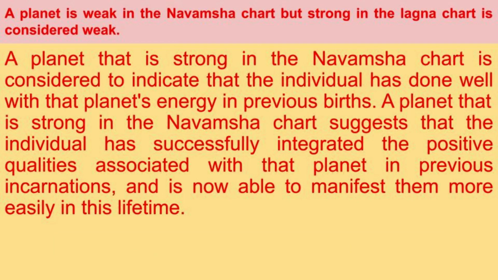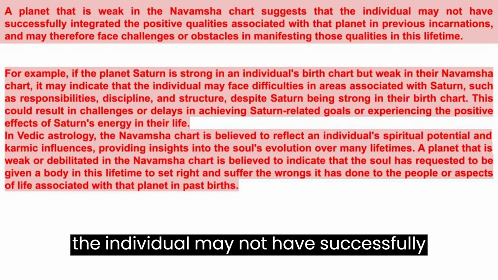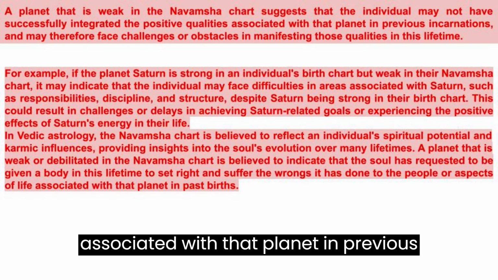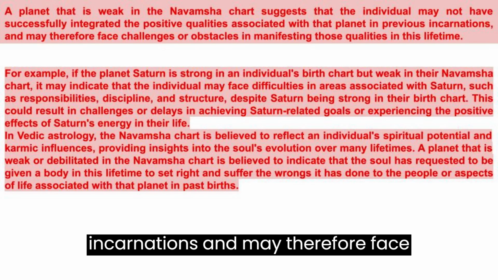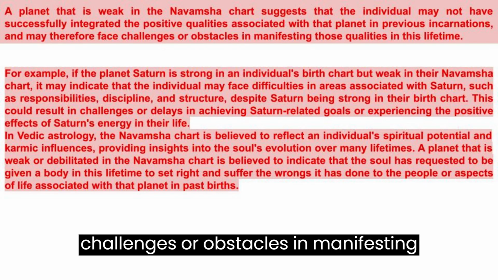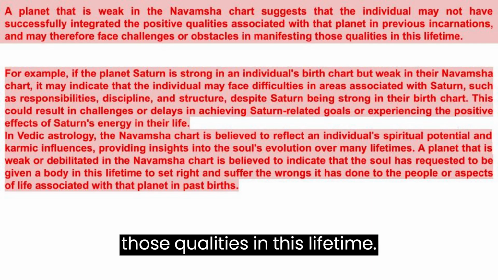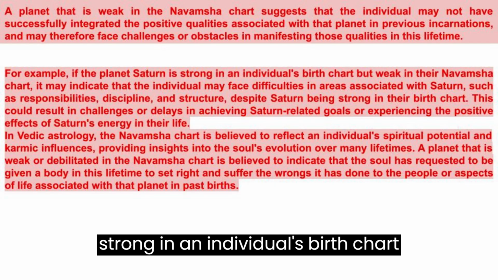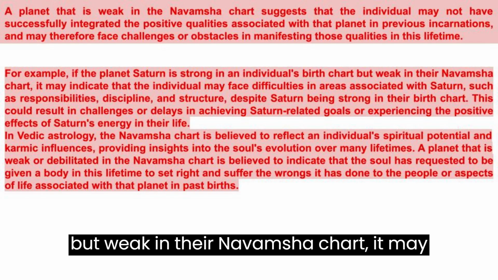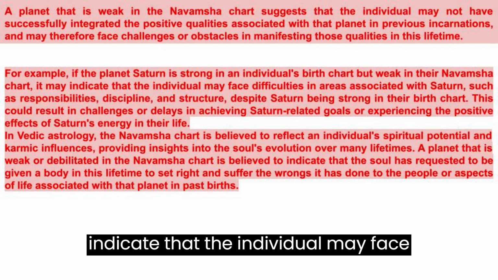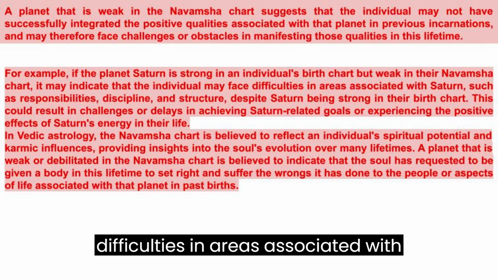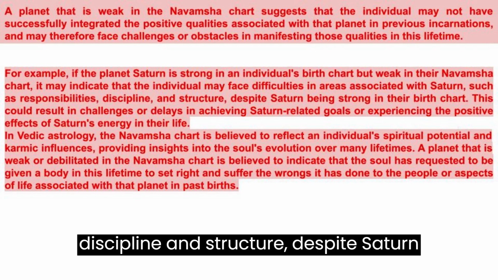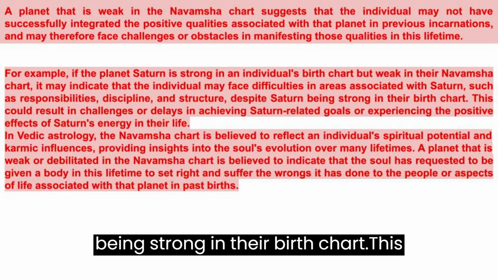A planet that is weak in the Navamsha chart suggests that the individual may not have successfully integrated the positive qualities associated with that planet in previous incarnations, and may therefore face challenges or obstacles in manifesting those qualities in this lifetime. For example, if the planet Saturn is strong in an individual's birth chart but weak in their Navamsha chart, it may indicate that the individual may face difficulties in areas associated with Saturn, such as responsibilities, discipline, and structure, despite Saturn being strong in their birth chart.